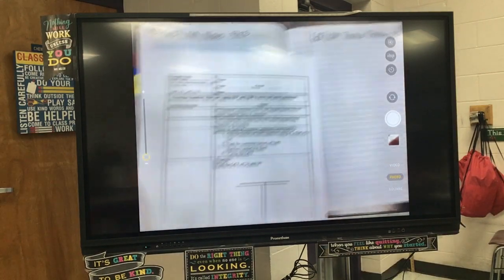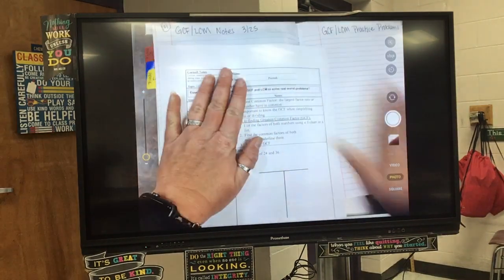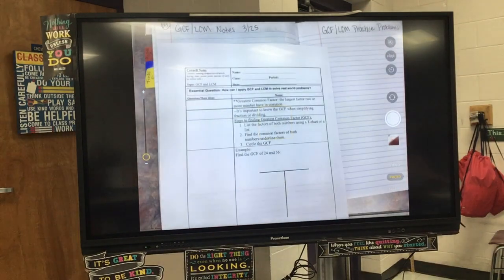Okay, how many of you guys have ever heard of GCF or LCF? Okay, you learned this in fourth grade. You learned it, talked about it a little bit more last year in fifth grade, and then we're going to talk about it a little bit more in sixth grade. We are going to go through these notes, we're going to do some practice problems, and then you're going to do some independent practice problems, which are going to be collected as a grade. All right?